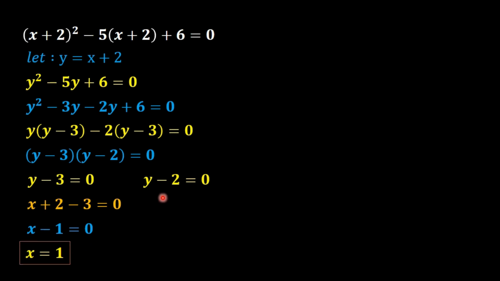Now we use the second equation, which is y − 2 = 0, and we should replace this y with x + 2. Now x + 2 − 2 = 0. Now this +2 and −2 will cancel out together. As a result we get x = 0, and this is the second answer for this equation. So here we get two answers for x. First is x = 1 and second is x = 0.